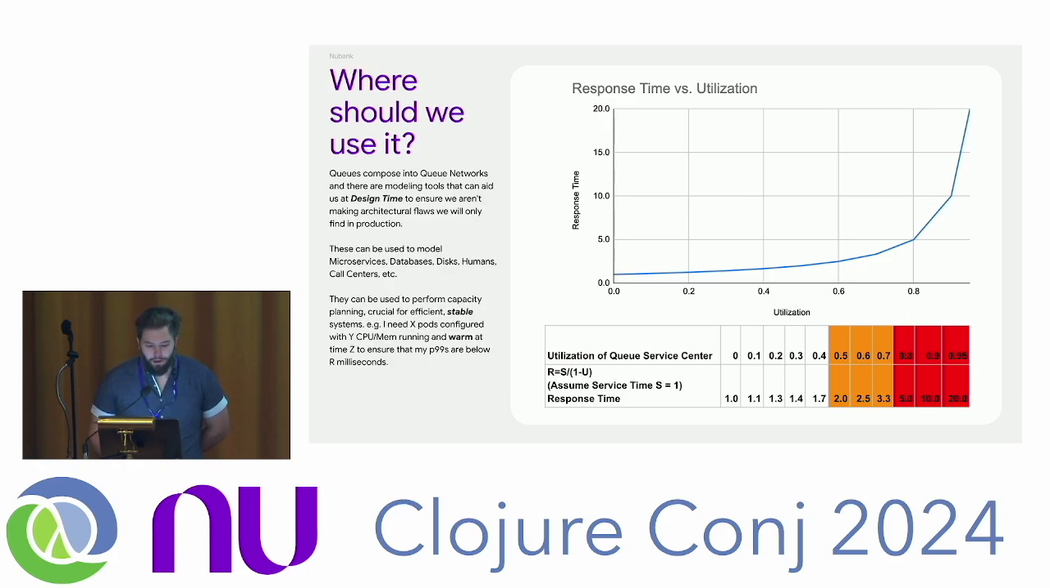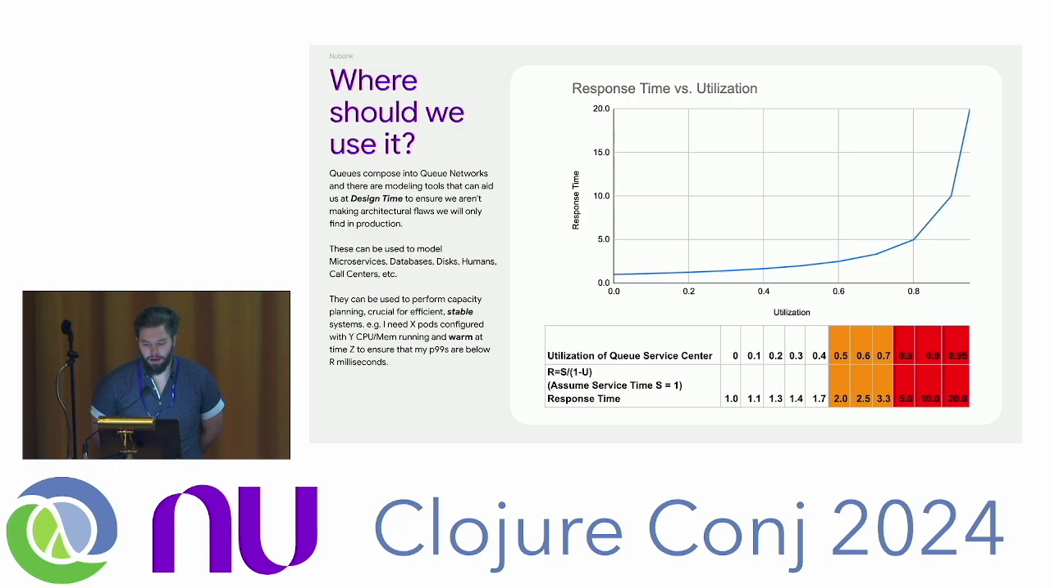So where should we use it? Well, you can put queues into little networks, and there are modeling tools that can help us at design time, again, to not guarantee, but help us try to ensure that we're not making architectural flaws and design mistakes that we would only later find out in the most expensive place to find them, which is production.